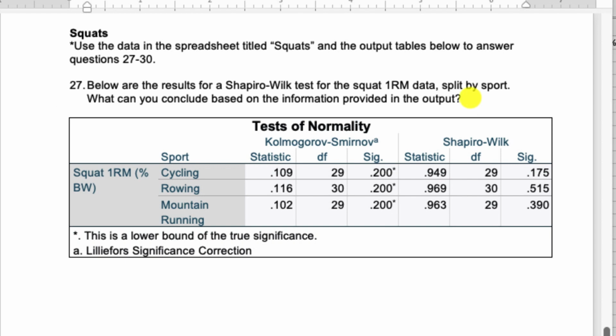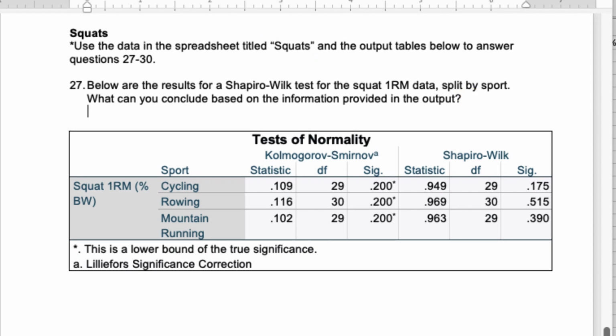So a Shapiro-Wilk test is a test of normality, as we can see here. So we're trying to assess if the sample distribution of each of these sports is considered normal in relation to our population. Whenever we have a p-value greater than 0.05, that indicates that we accept the null hypothesis. The null hypothesis for the Shapiro-Wilk test is that the sample distribution is normally distributed. So we can see that each of our p-values is greater than 0.05.